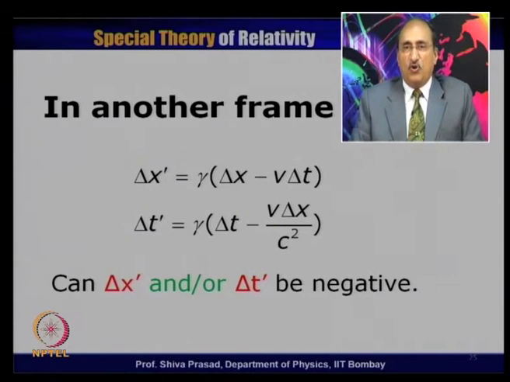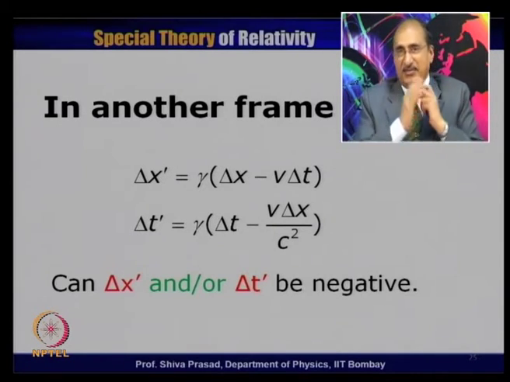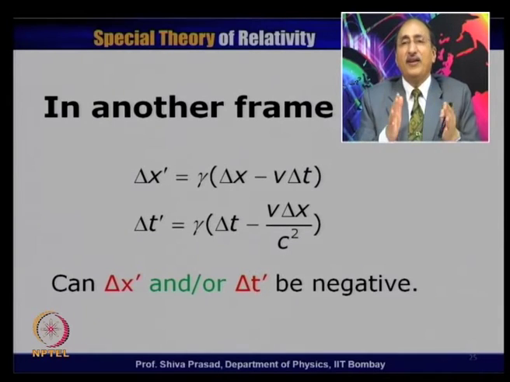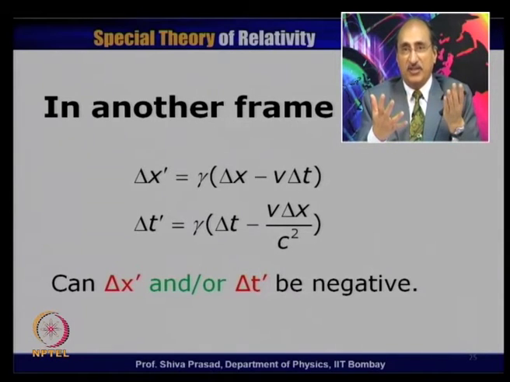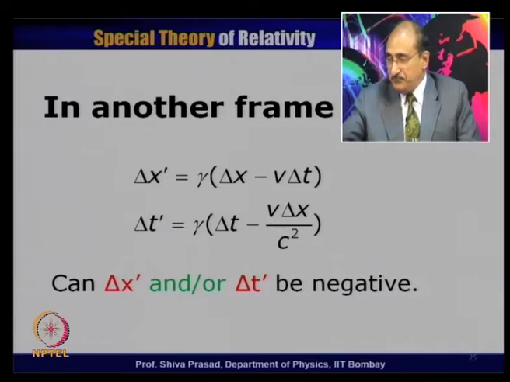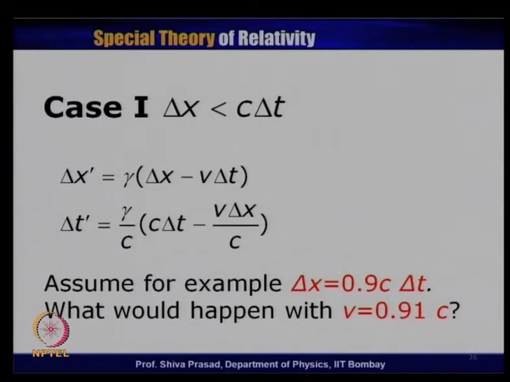Now, let me divide this problem into two different cases, case 1 and case 2, and I will look into them separately to answer this question: if delta x is positive and delta t is positive, can delta x prime and delta t prime be negative? Let us look at case 1, which is delta x less than c delta t. We are specifically looking at the case where delta x is less than c delta t. That is my case 1.